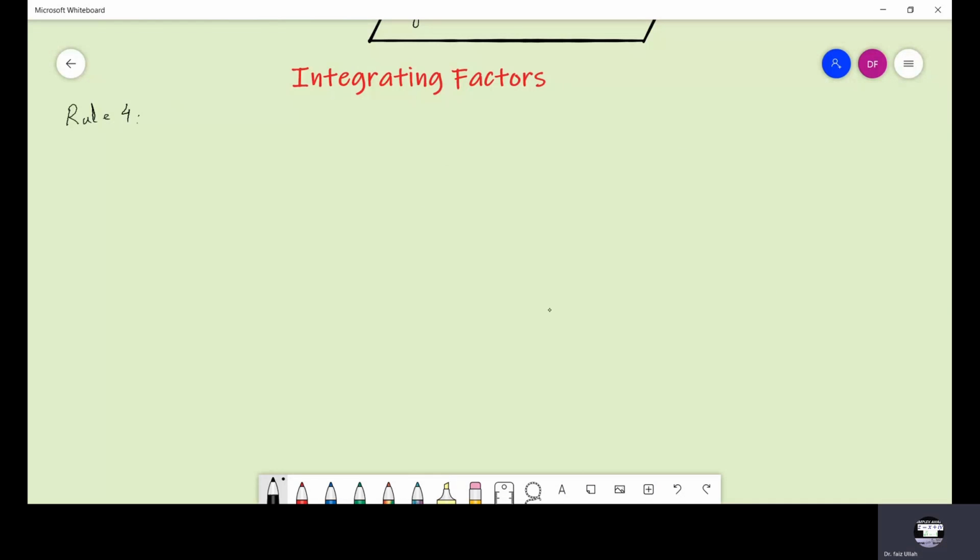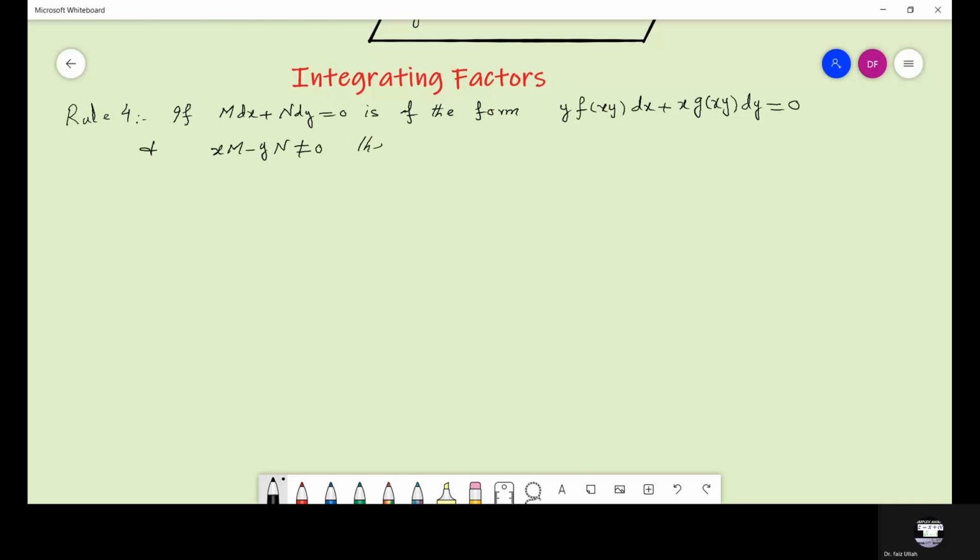Let us study the last rule. If m dx plus n dy is equal to 0 is of the form y f of xy dx plus x g of xy dy is equal to 0, and xm minus yn is not equal to 0, then the integrating factor for this problem is given by f is equal to 1 over xm minus yn. That will be the required integrating factor for this problem.